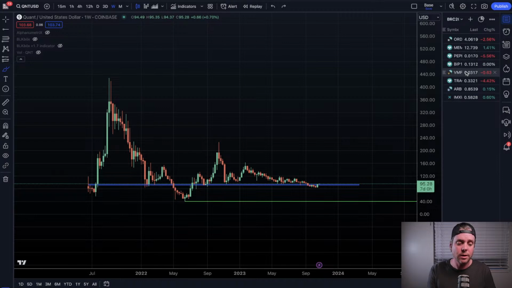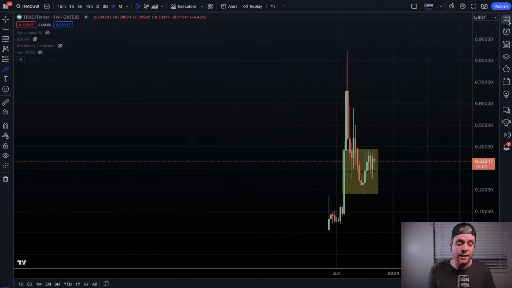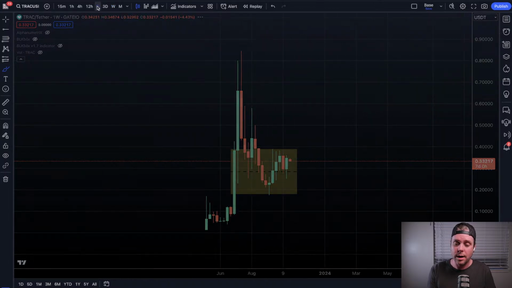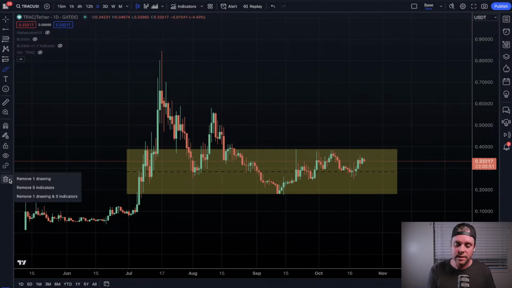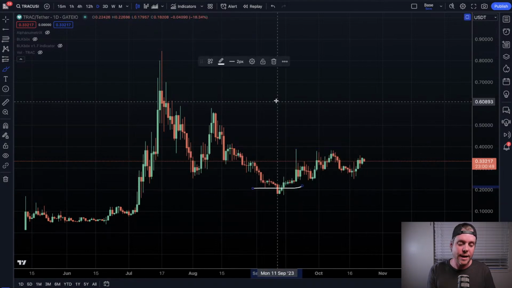For those who are keeping up with the alpha and allocating to the strong assets that I think are going to be worth a lot in the coming cycle. And this one is Track.